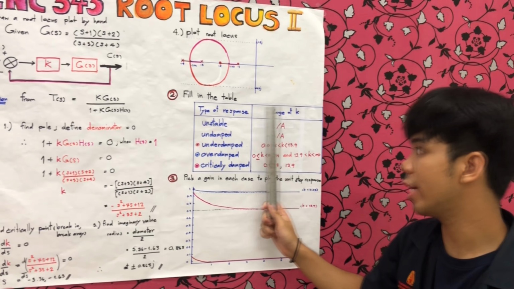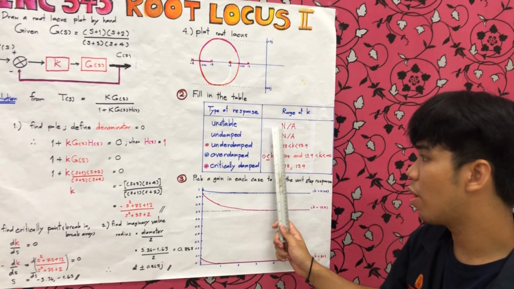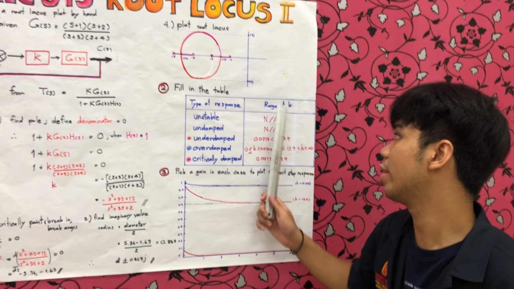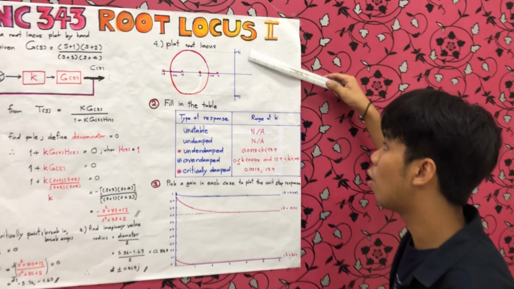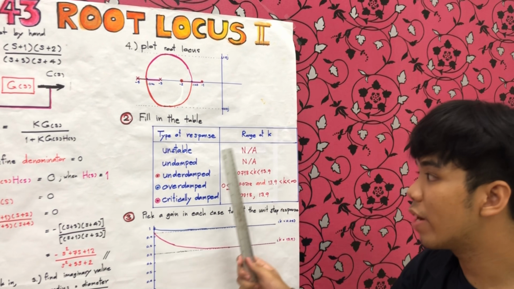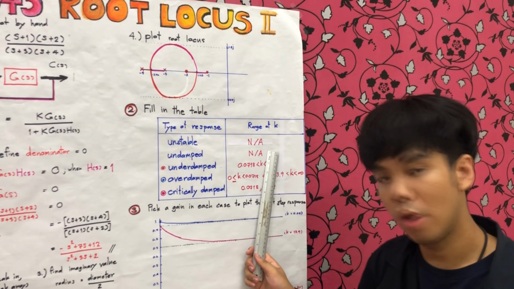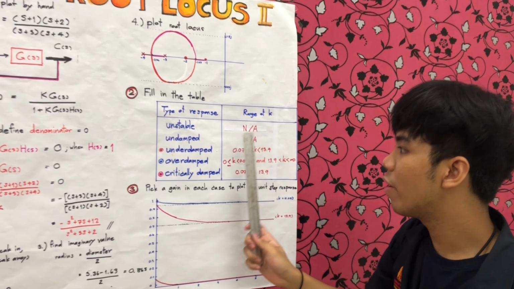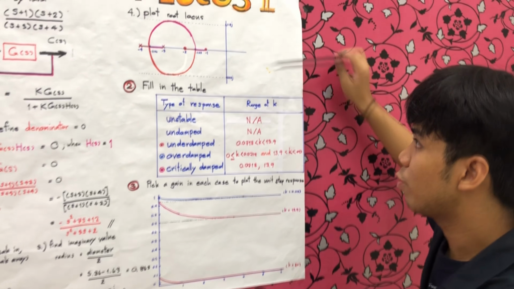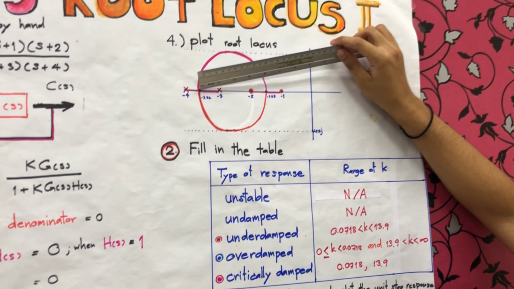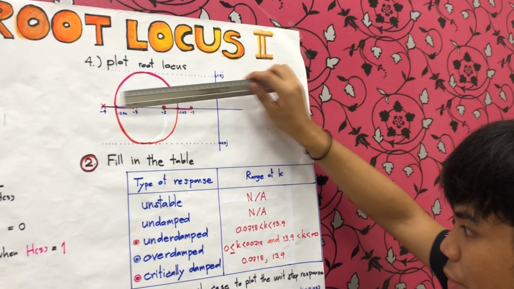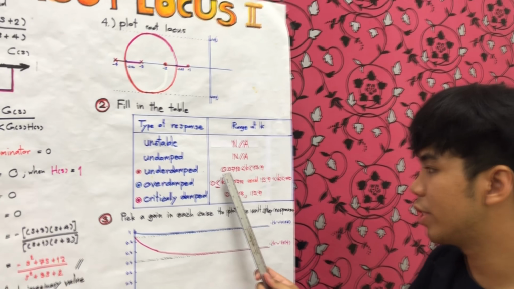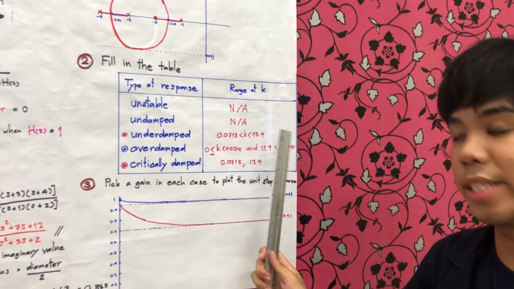After we have solved the first problem, the second problem is viewed in the table with the range of K for each type of response. For the unstable, there is no available range of K because there are no poles in the right half plane, as you can see. For the undamped, there is also none available because there are no poles on the imaginary axis. For the underdamped, it is the range when the poles have already left the real axis, as you can see here, which is 0.0718 until 13.9.